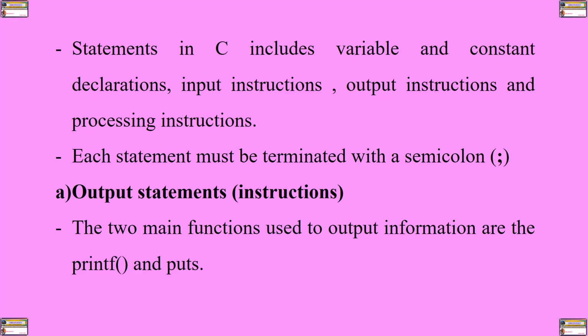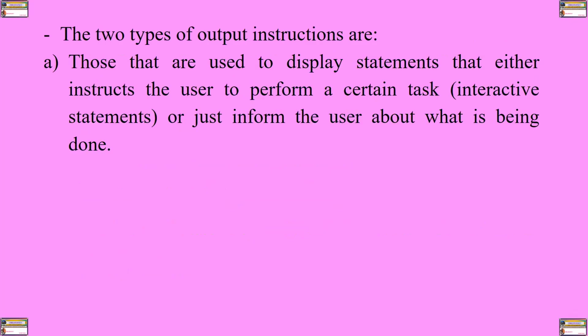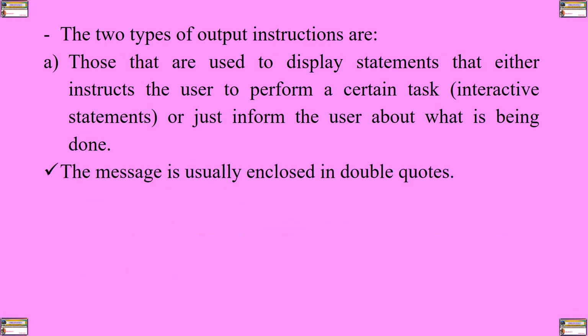In other words, my dear students and the rest of the learners, if you want to display any statement on the screen, whether a string literal or a value from memory, you need to make use of the reserved words, either printf or puts. The two types of output instructions are those used to display statements that either instruct the user to perform a certain task, what we call the interactive statements, or just inform the user about what is being done. The message is usually enclosed in double quotes.